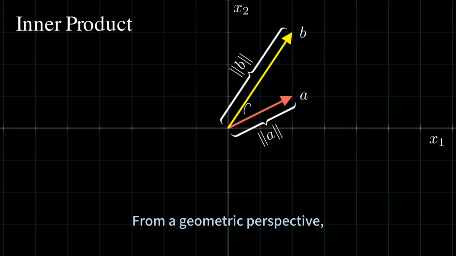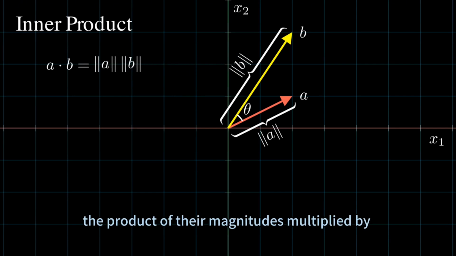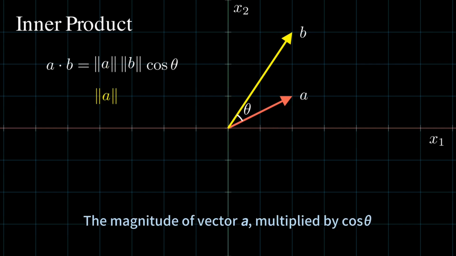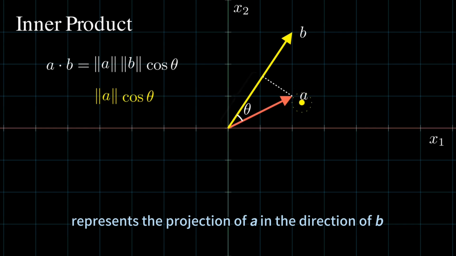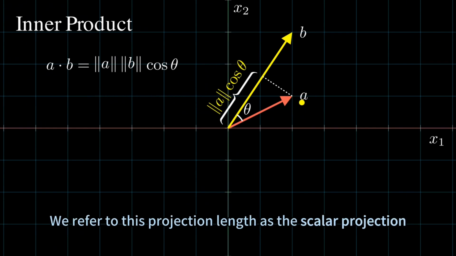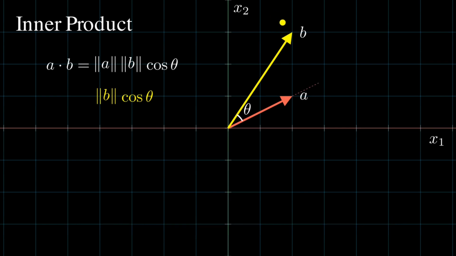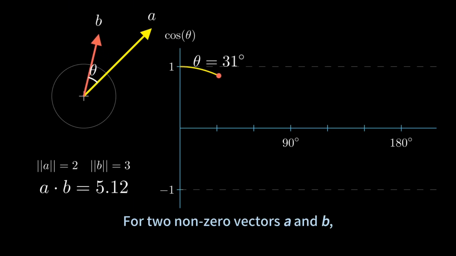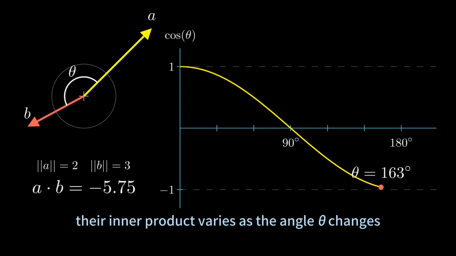From a geometric perspective, the inner product of vectors A and B is equal to the product of their magnitudes, multiplied by the cosine of the angle theta between them. The magnitude of vector A multiplied by the cosine theta represents the projection of A in the direction of B. We refer to this projection length as the scalar projection. Similarly, the magnitude of vector B multiplied by the cosine of theta is the scalar projection of B in the direction of A.